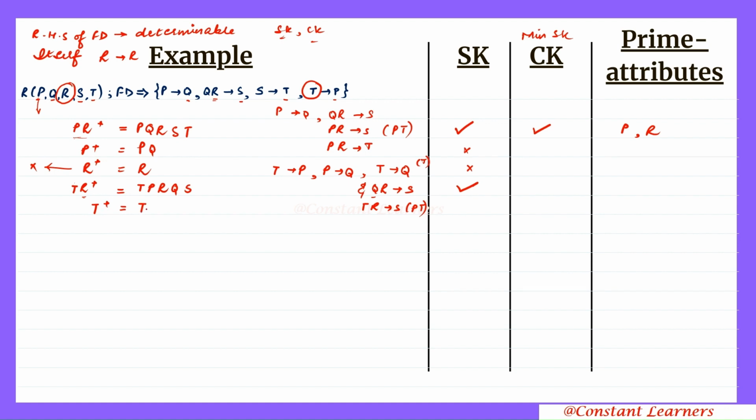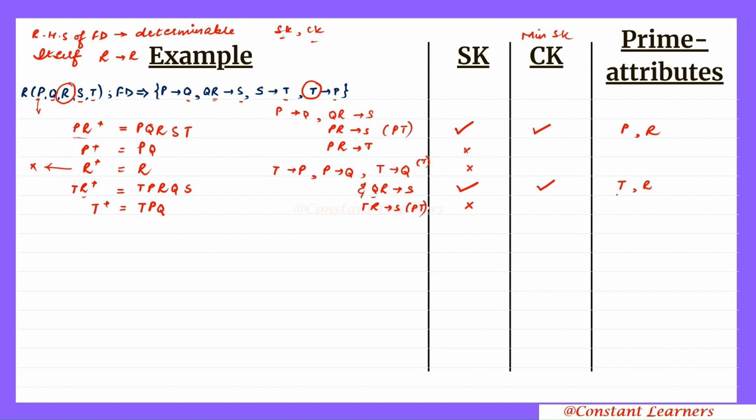So T can determine itself and T can determine P. If T can determine P and P can determine Q, then T can also determine Q. But to determine S, we need R, right? And R is not present here. So this is not a super key. That means TR is also a candidate key, right? So the prime attributes are T and R.